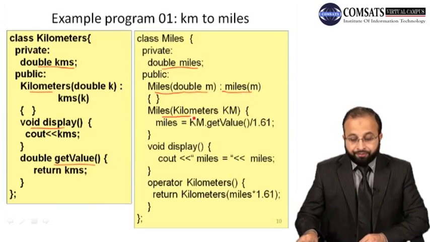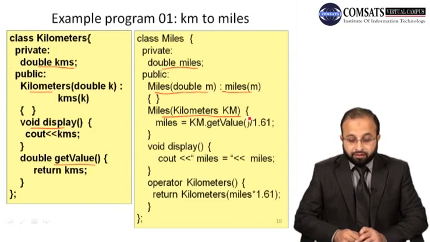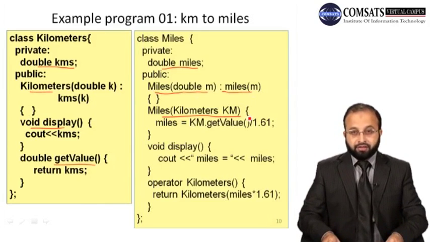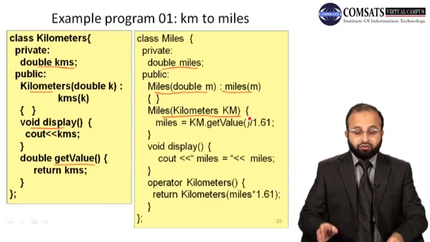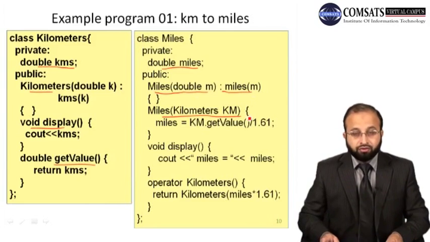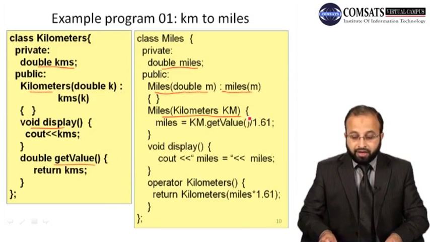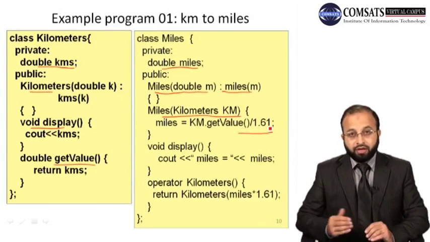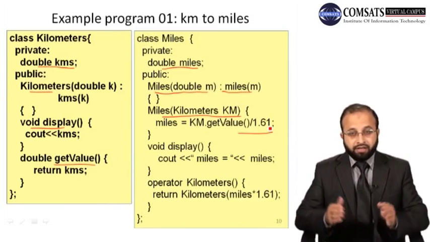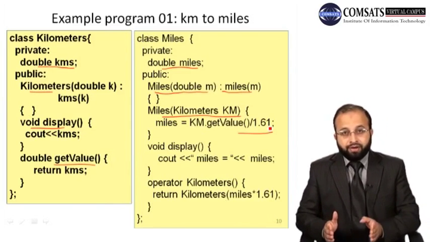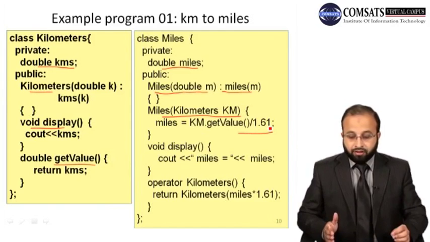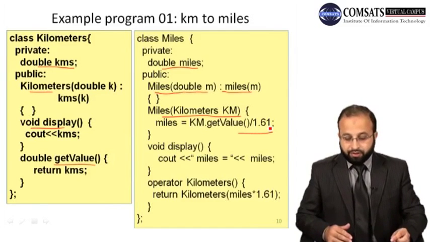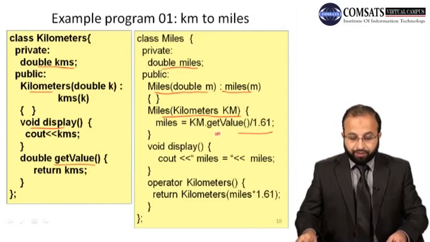The other constructor is the constructor to which you pass the object of kilometer class, right? So what you do is you access the value of that object using a public interface get value and convert it into miles by dividing it by 1.61. If you divide, then the kilometers get converted into miles. One mile is more than 1 kilometer in distance, okay. So 1 mile is equal to 1.6 kilometers, you can say almost 1.6 kilometers, right.